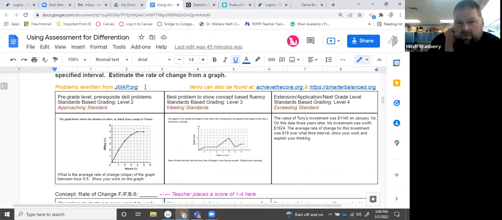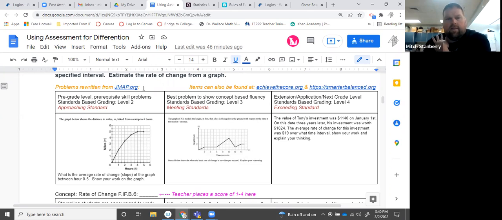There's some stuff here that's hot linked. These problems were actually from jmath.org, which is the New York site that has all of their state tests and aligned problems to all of Common Core. So it's a great resource if you want some state test questions, because our state doesn't release their items, but New York does.